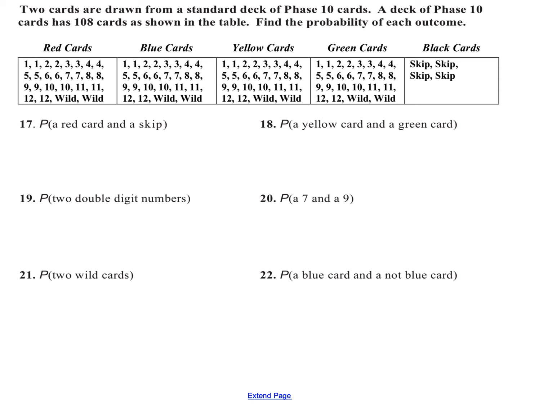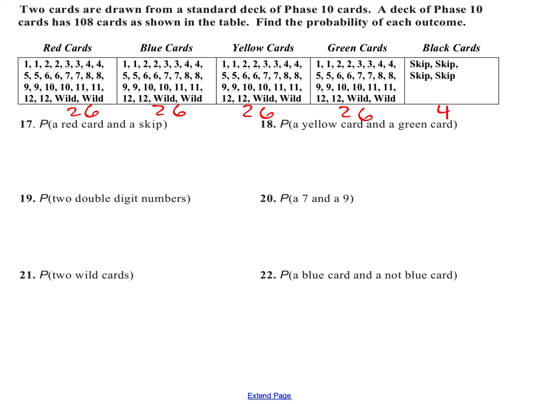2 cards are drawn from a standard deck of Phase 10 cards. A deck of Phase 10 cards has 108 cards, as shown in the table. Find the probability of each outcome. Because 2 cards are drawn, we'll assume they're drawn at the same time, which means this is a dependent probability problem. We pick a card, and then the next card only has 107 cards to pick from instead of the 108 total.